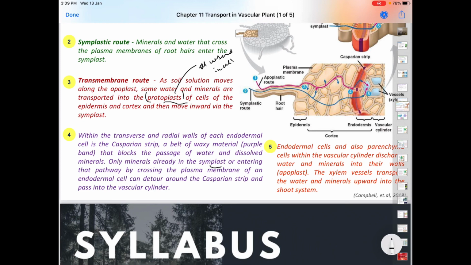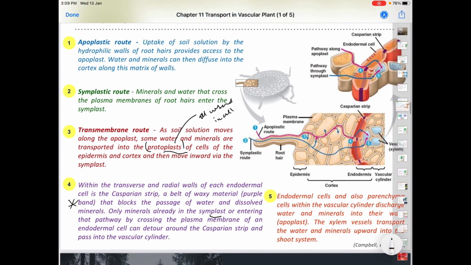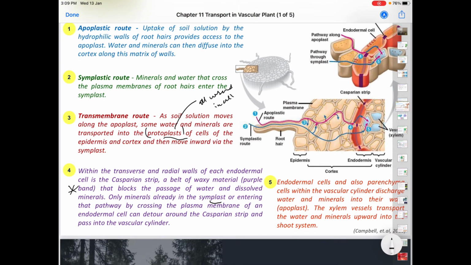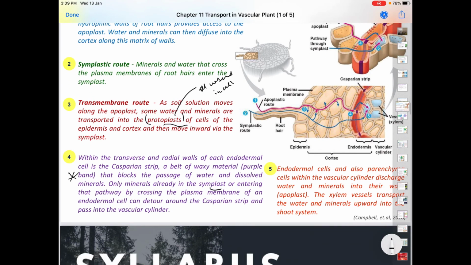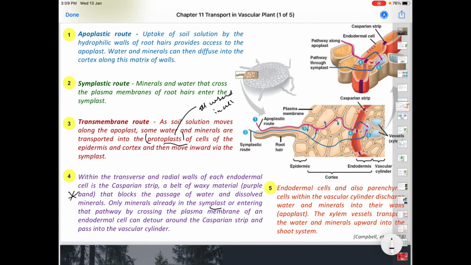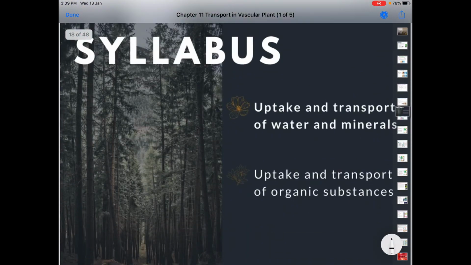So this is the explanation of the previous points. These five descriptions you can read by yourself. Try to understand by looking at the image on the right side.